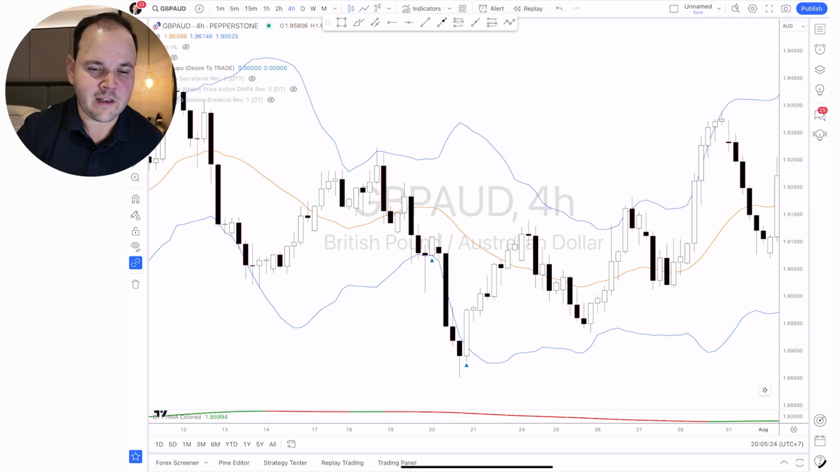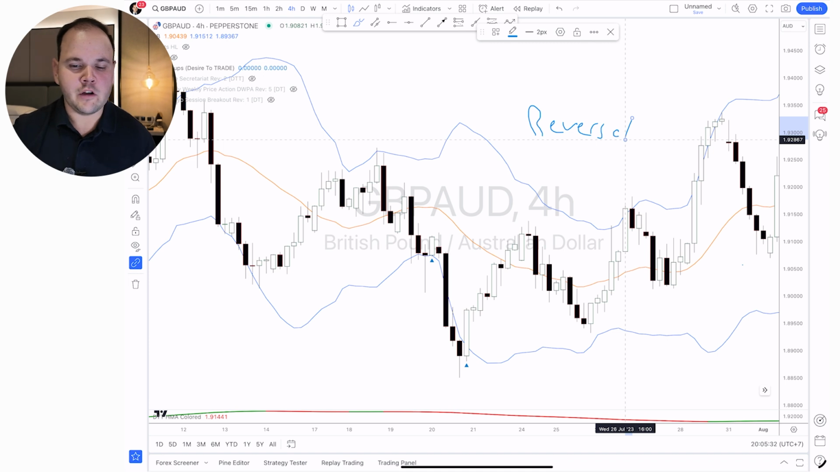Now, the thing about this engulfing candle here, this setup, is that this is a reversal setup. That means that we want to go against the trend.